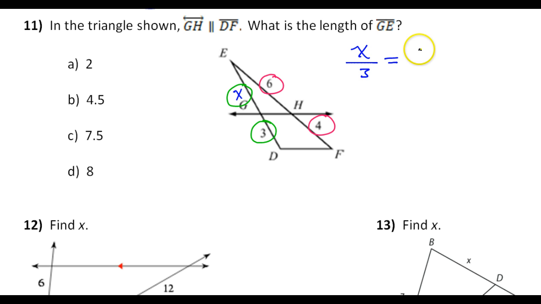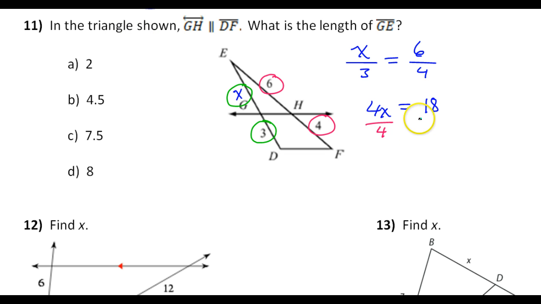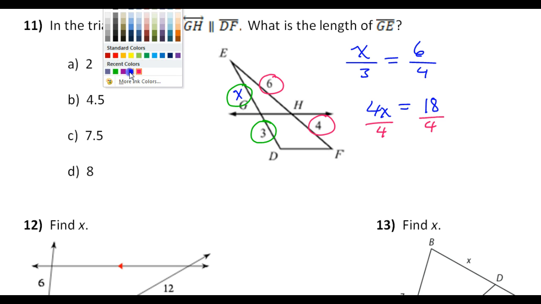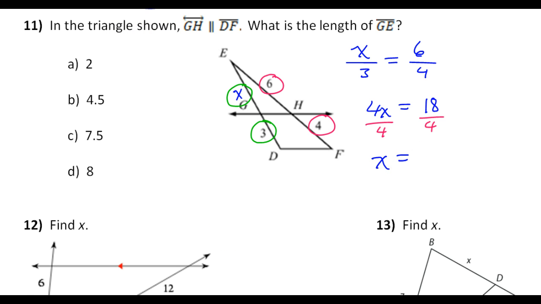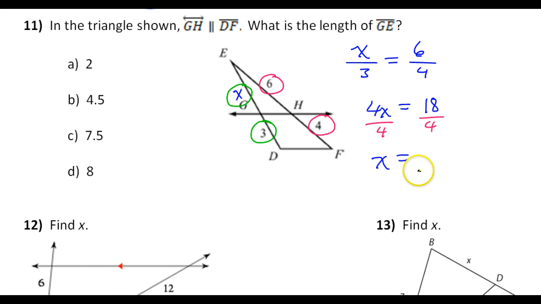X over 3 should equal 6 over 4. And then I could cross multiply. So 4x will equal 18. And then we would divide by 4. Okay, so 9 over 2, or we could say 4.5.